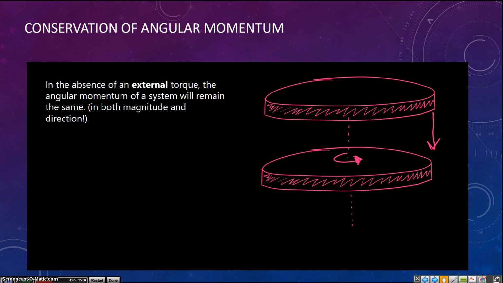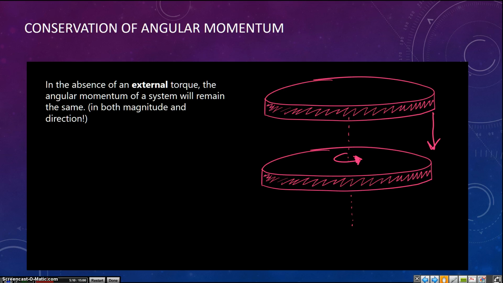Just like when we were doing collisions, we had two objects collide, each one of them individually could change their momentum, but when we looked at the sum of the momentum of the two, they always had to equal the same number in the absence of an external force or external impulse. In this case, the angular momentum of my whole system will be the same as long as I don't have an external torque. So I don't have an external force acting some distance away from the pivot.